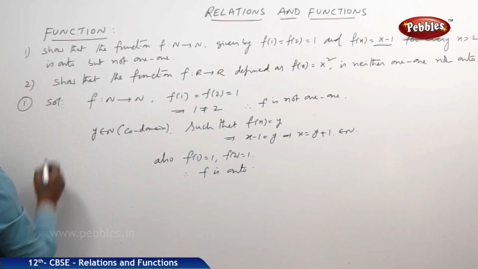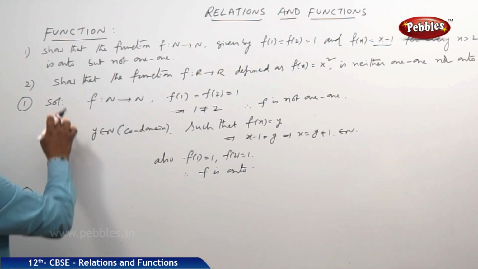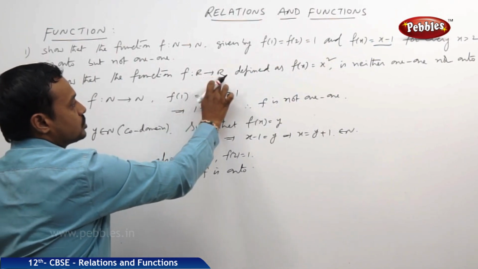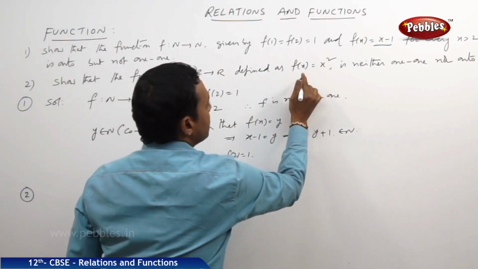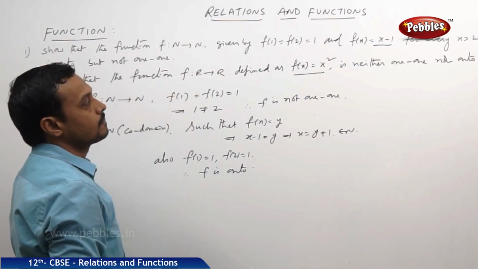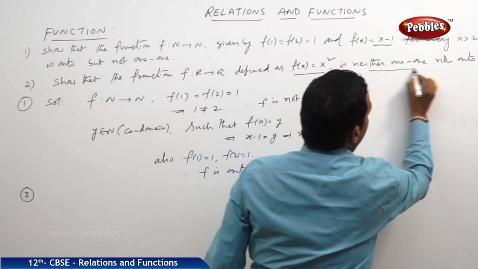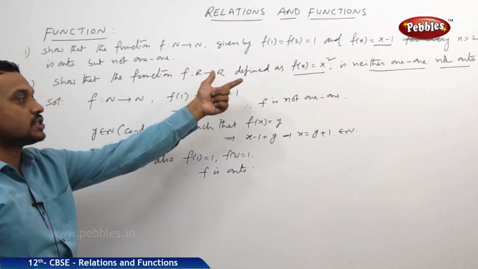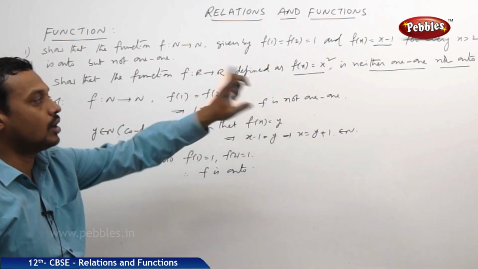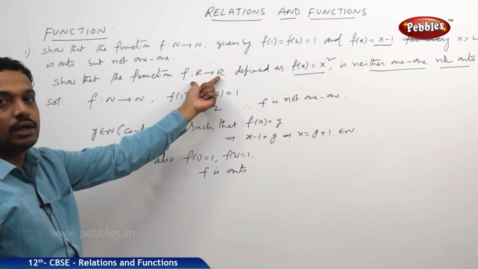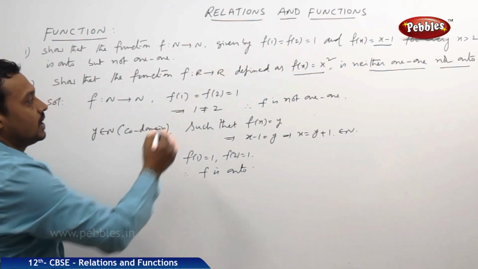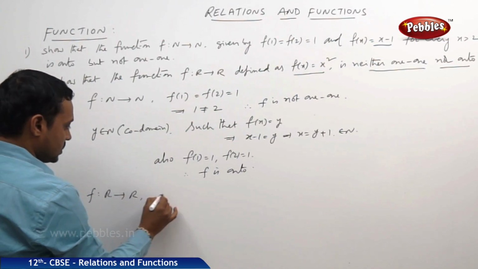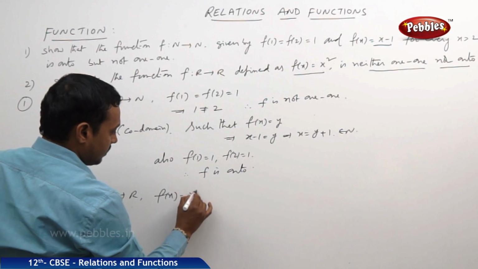Now, see the second question. What is that? Show that the function f maps R to R, the set of real numbers to the set of real numbers, defined as f of x is equal to x square, is neither 1-1 nor onto. So, prove that the given function f of x is equal to x square is not 1-1 and not onto, from R to R, the set of real numbers to the set of real numbers.